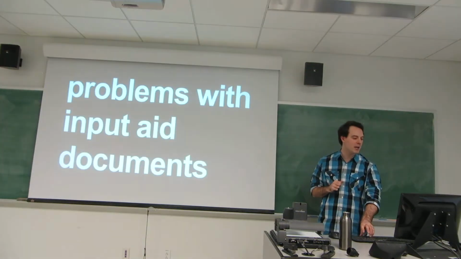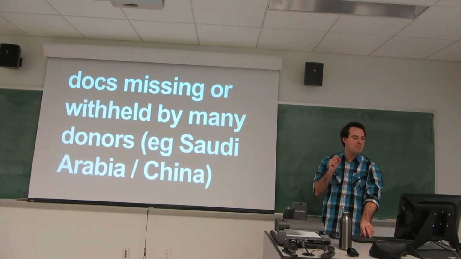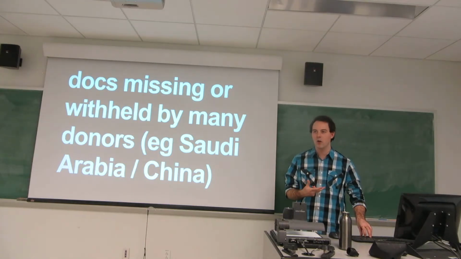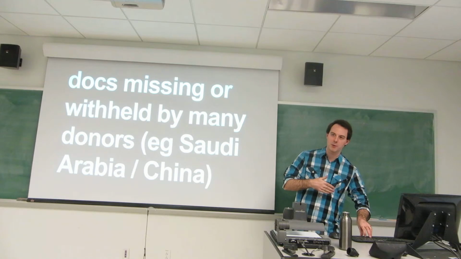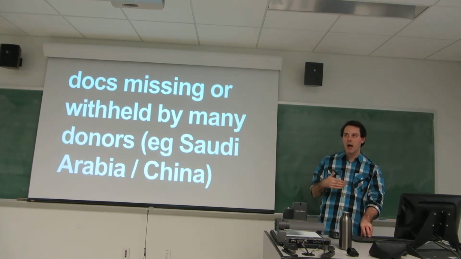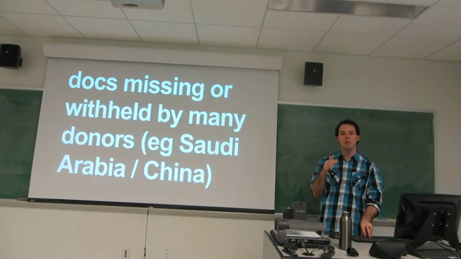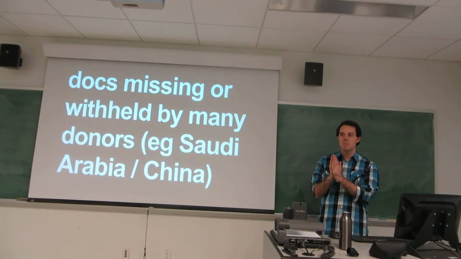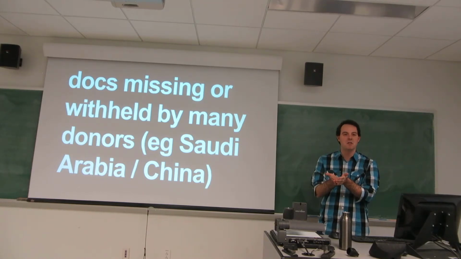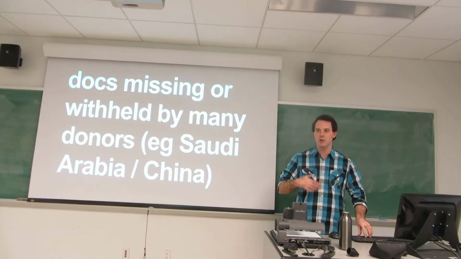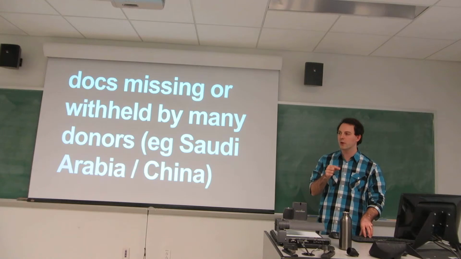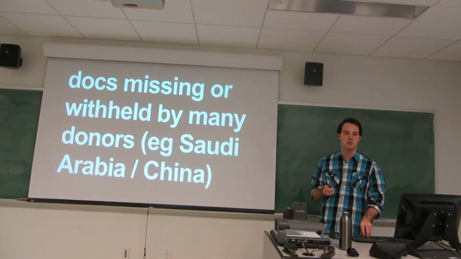So problems with input aid documents. Documents may be missing or withheld by many donors. Saudi Arabia and China are, in the eyes of many Western countries, notorious cases. But nothing really bad happened. When we published that disaggregated China data, no one in China seemed to be upset about it. They were perfectly fine, which is good. So our relationship with these recipient countries and donor countries is always improving. And so much about this work is the relationship with ministers, for example.